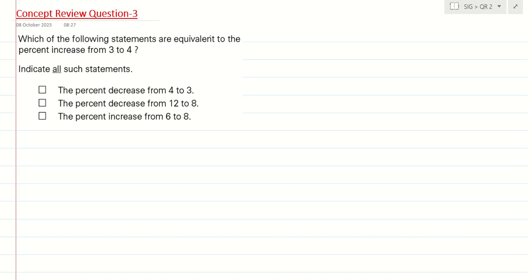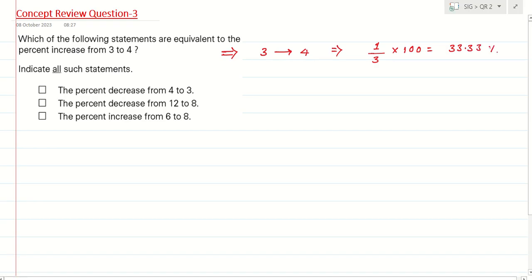Now the question is, which of the following statements are equivalent to the percentage increase from 3 to 4? Let's first find out from 3 to 4 what the increment is. If I find the increment, it's very simple. What is the difference? The difference is 1. What is the original value? That is 3. Wonderful. Multiply by 100. How much will you get? 33.33 percent.